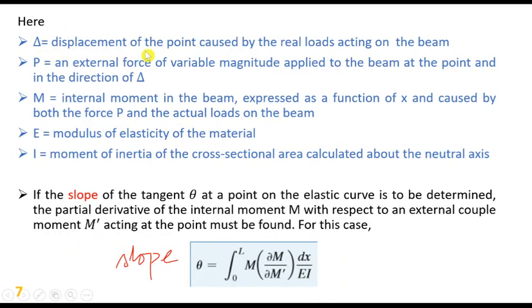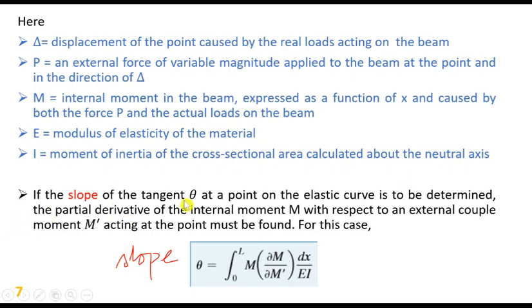Here, delta is the displacement of the point caused by the real load acting on the beam. P is an external force of variable magnitude applied to the beam at the point and in the direction of delta. M is the internal moment in the beam, expressed as a function of x and caused by both the force P and actual loads on the beam. E is the modulus of elasticity of the material. I is the moment of inertia of the cross-sectional area calculated about the neutral axis.